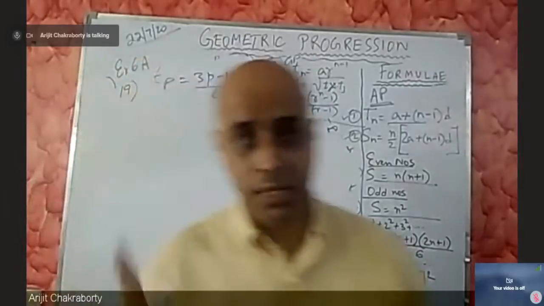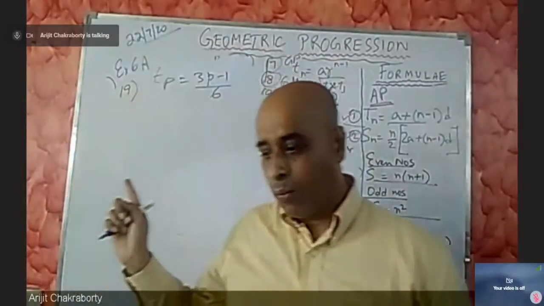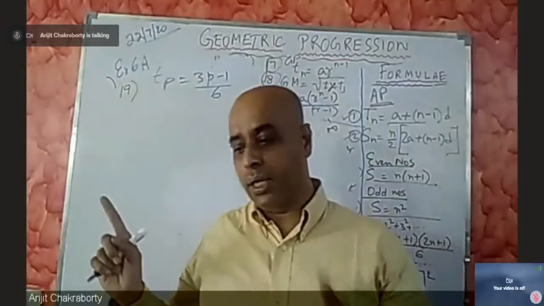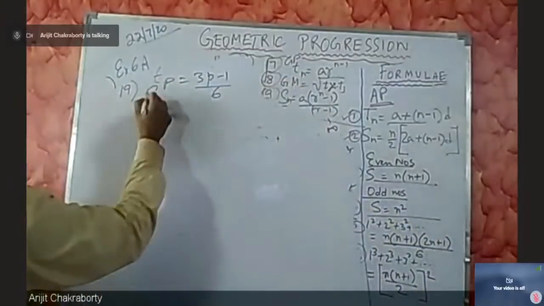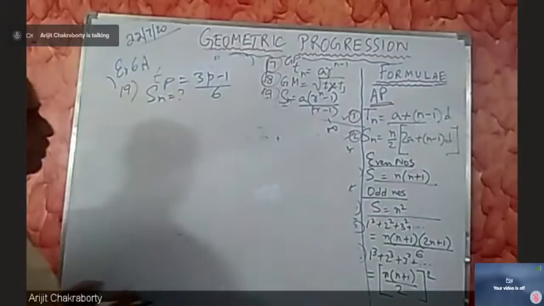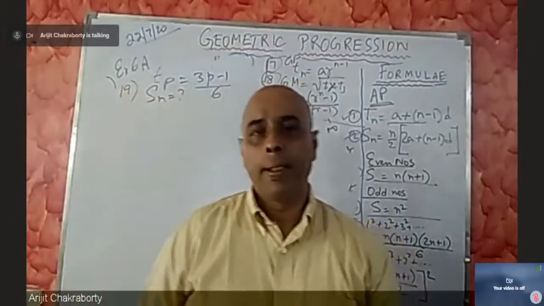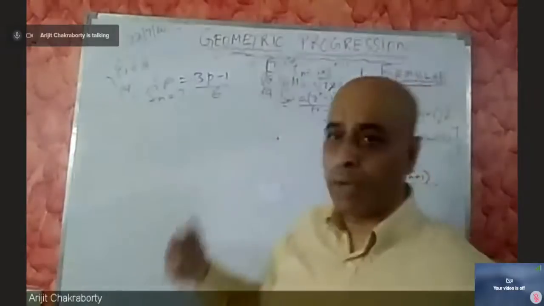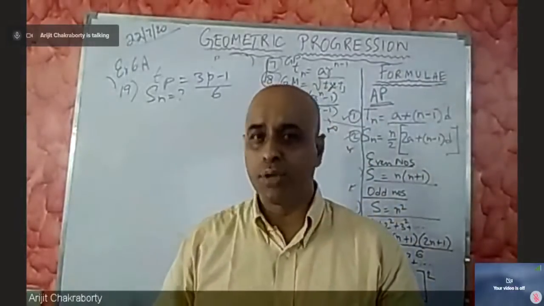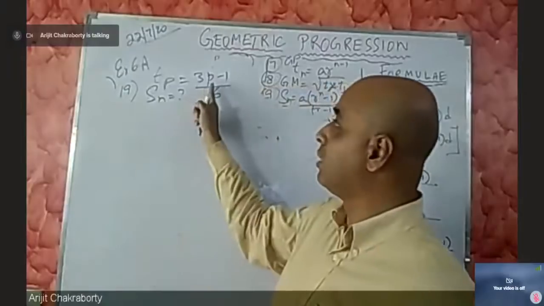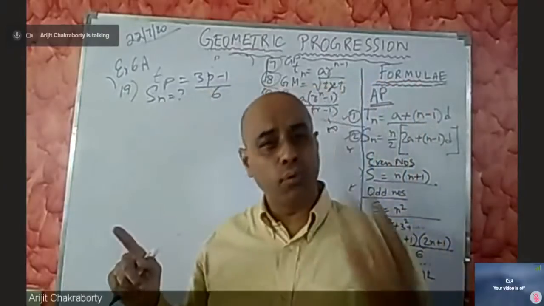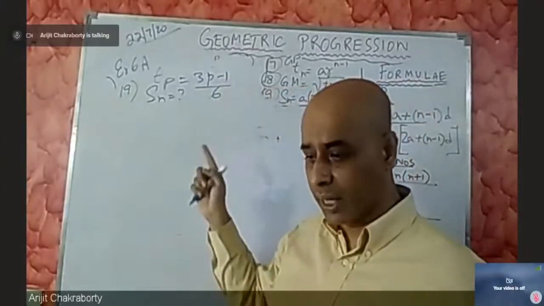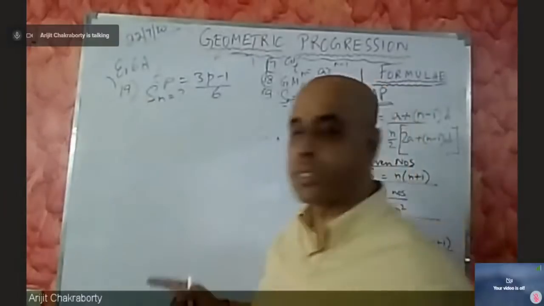This is an AP, please note, not a GP but an AP. What is the sum of the first n terms? We don't know. We have to find out. So TP is given as 3p minus 1 by 6. This is a generic term. So if p equal to 3, I'll put p equal to 3 here. If p equal to 4, I'll put p equal to 4 here. As simple as that. So let me take p equal to 5 and see what happens.